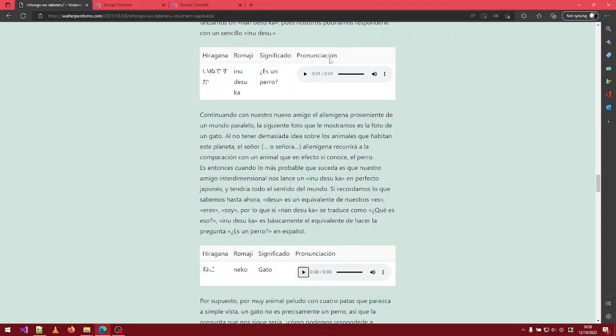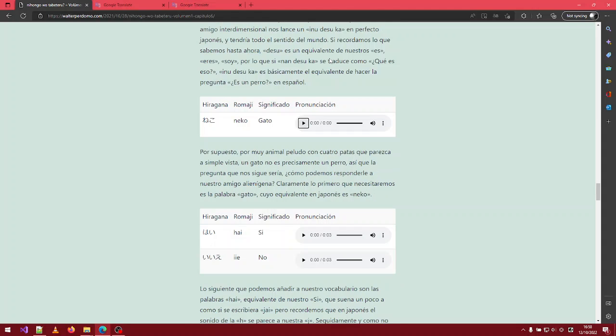So how will we say that? Okay, we know that we will say neko desu. But to make it more natural and to complicate things a little bit, let's do the following. We are gonna add two new words to our vocabulary.